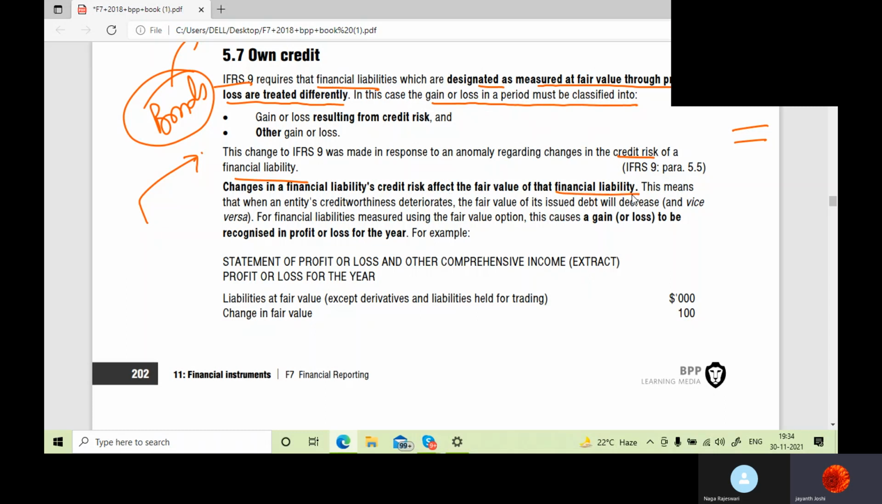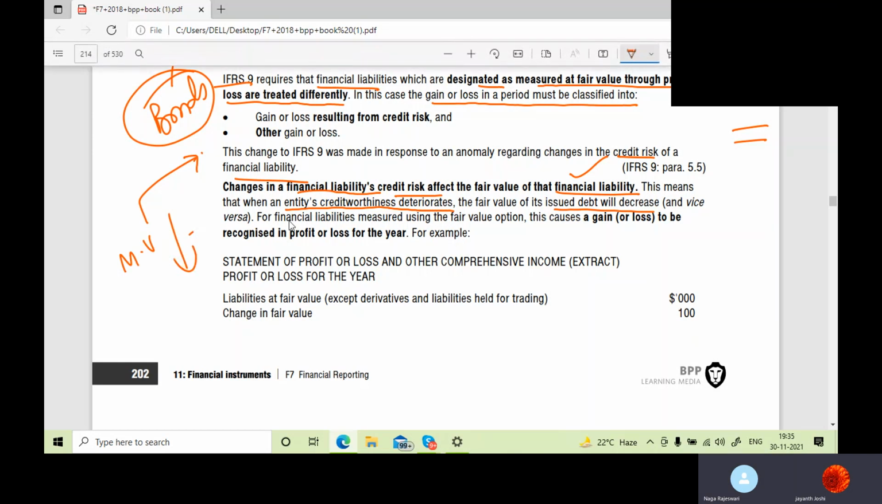Of course, if the creditworthiness of the institution, that means the company, deteriorates, then the company has to pay more interest to the bondholders. That's a simple thing. So changes in financial liabilities' credit risk affect the fair value of the financial liability. The company's bad performance creates ripples in the market, so people will demand more interest, seeing the risk. This means that when an entity's creditworthiness deteriorates, the fair value of its issued debt will decrease. Correct or wrong? The market value will decrease.